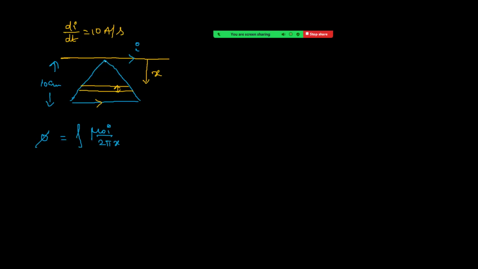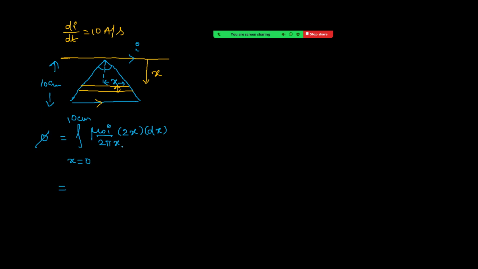This area, how much? See carefully. The angle is 90, this is 45, this is also 45. When this is x, the opposite side is also x. Therefore, the length is 2x. 2x into dx is the area of that rectangle, multiplied by B. That is the flux. Like this, take all rectangles from x equal to 0 to x equal to 10.